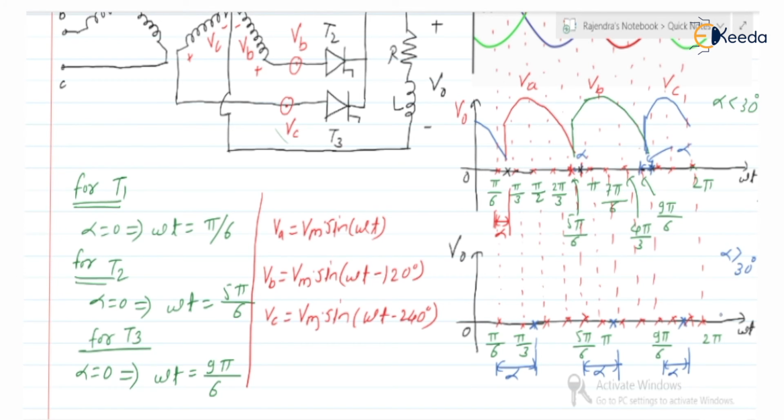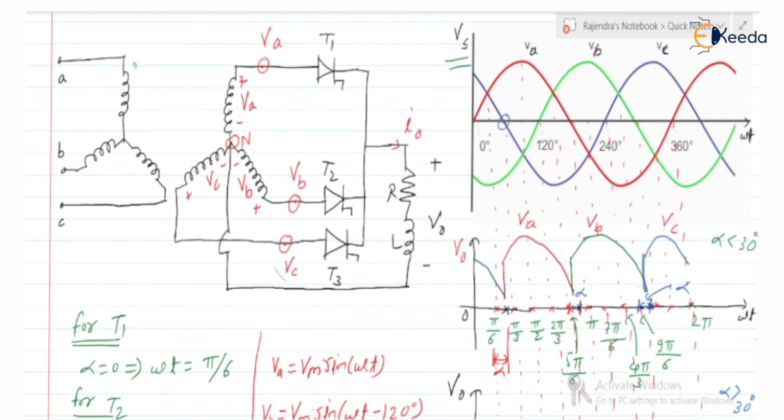Again here the load is inductive. So will the inductor allow a sudden change in the current? No. So what will happen? Before turning on of thyristor T1, thyristor T3 will be in the on state. Current will be flowing from Vc through T3, the load, and back to the neutral point. In this loop the current will be flowing. So now the inductor goes on storing the energy.